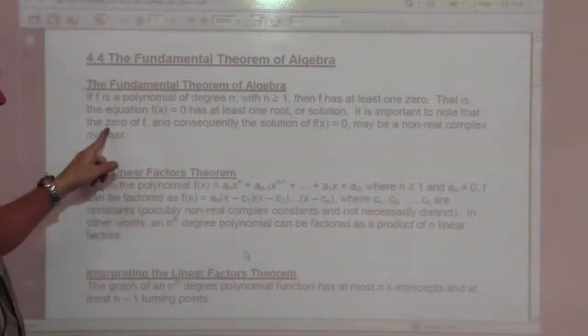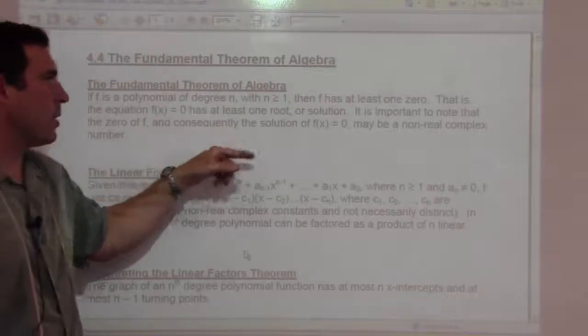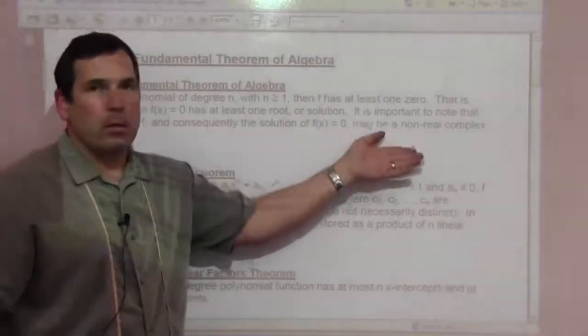It's important to note that the zero of f, and consequently the solution of f of x equals 0, may be non-real, complex.